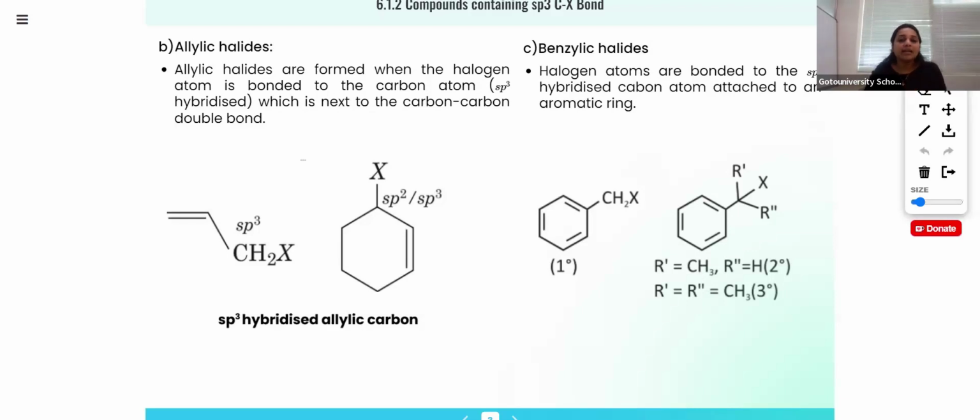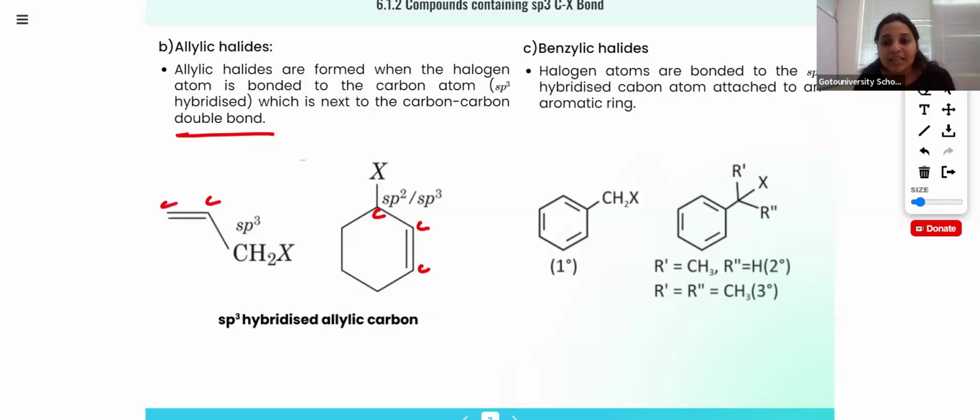Allylic halides are formed when the halogen atom is bonded to the carbon atom which is next to the carbon-carbon double bond. That is allylic. See, here the halogen is connected to this carbon and this is connected to, see, these two carbon atoms are doubly bonded. So the halogen-containing carbon is adjacent to the double-bonded carbon. That is called allylic halide. So this is another example. See, this halogen-containing carbon is connected to double-bonded carbon.